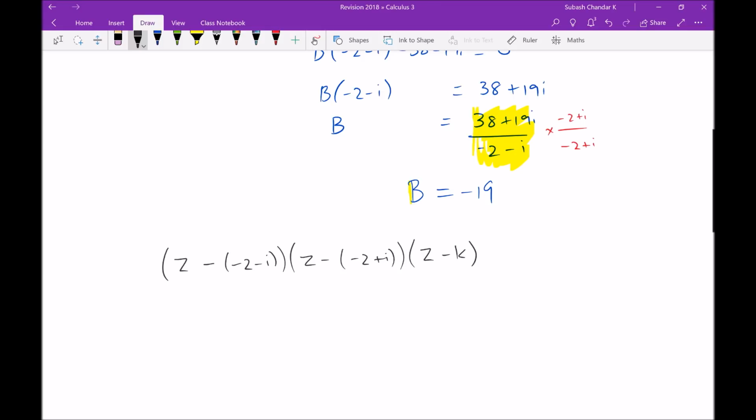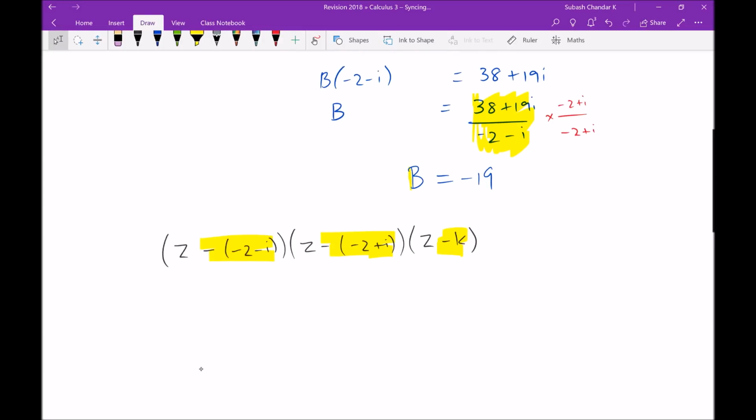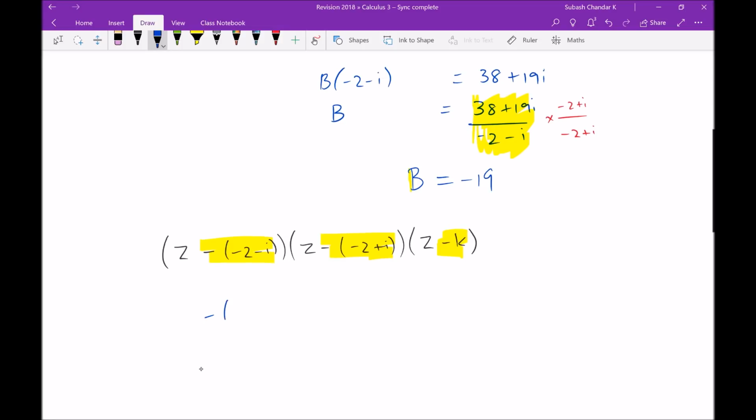Okay? So what we do know is that this multiplied by this should equal negative 30. Because remember, that's the constant right there. Negative 30 is the constant. So then we just write this as negative 2 minus i, multiplied by the negative of negative 2 plus i, multiplied by negative k, is equal to negative 30.